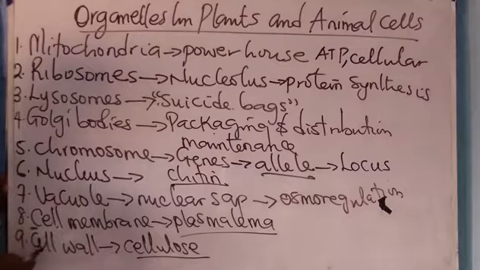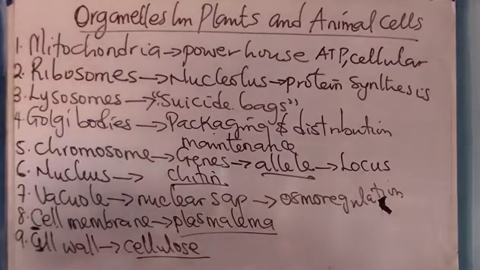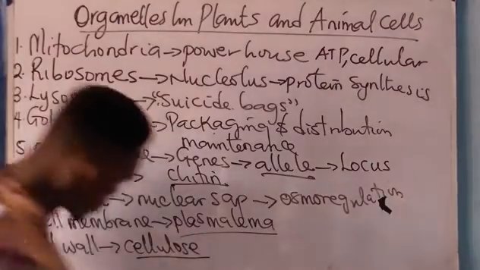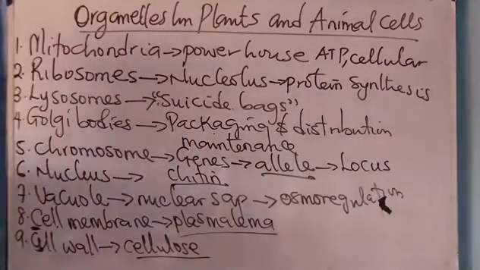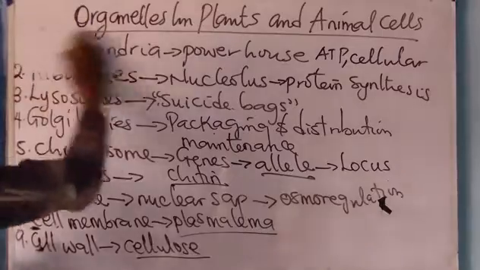Please take notes. Cell membrane and cell wall are both present in plants, but the cell membrane is what you have present in what? Animals. Take note of that.